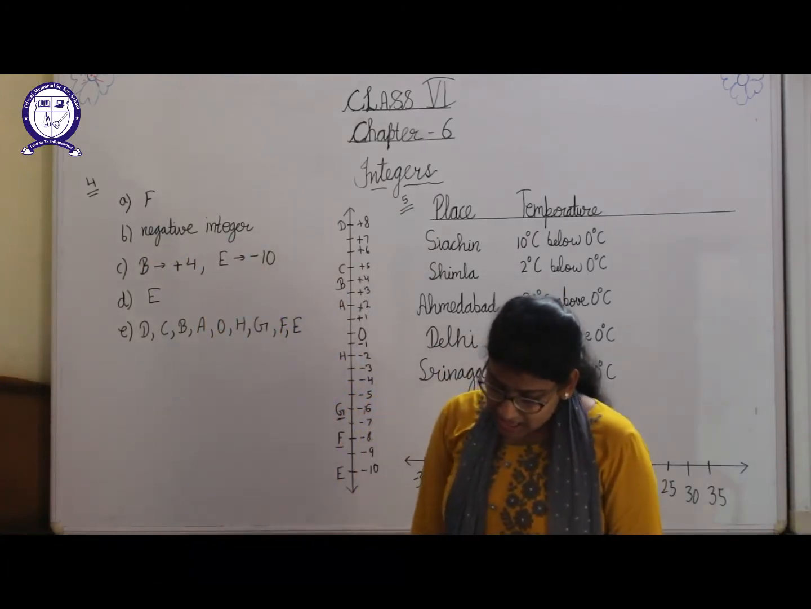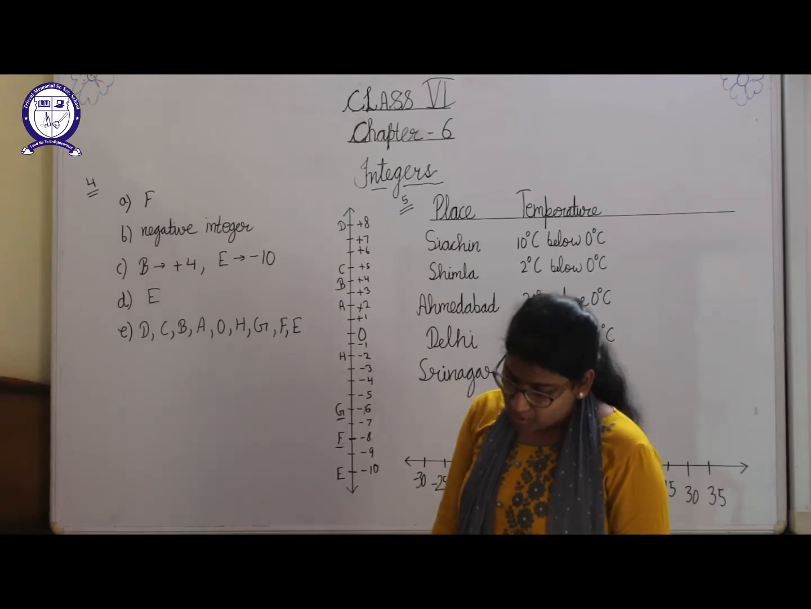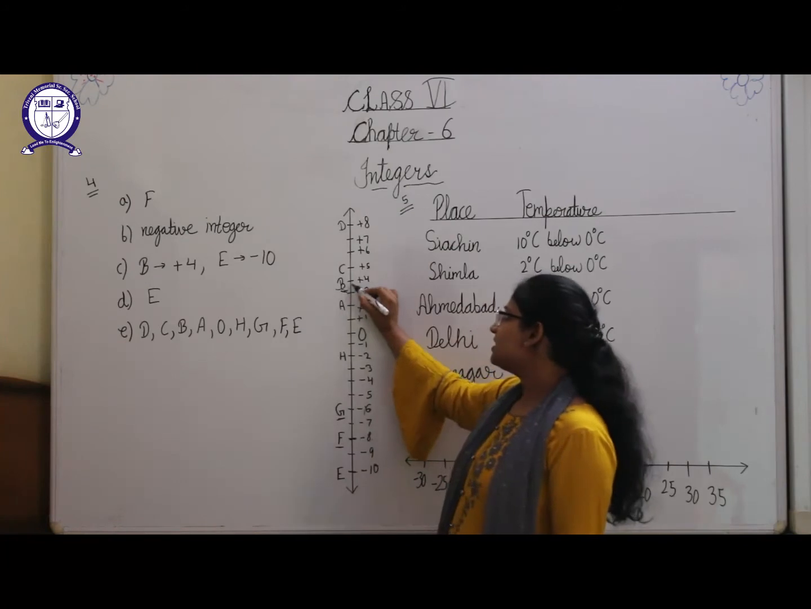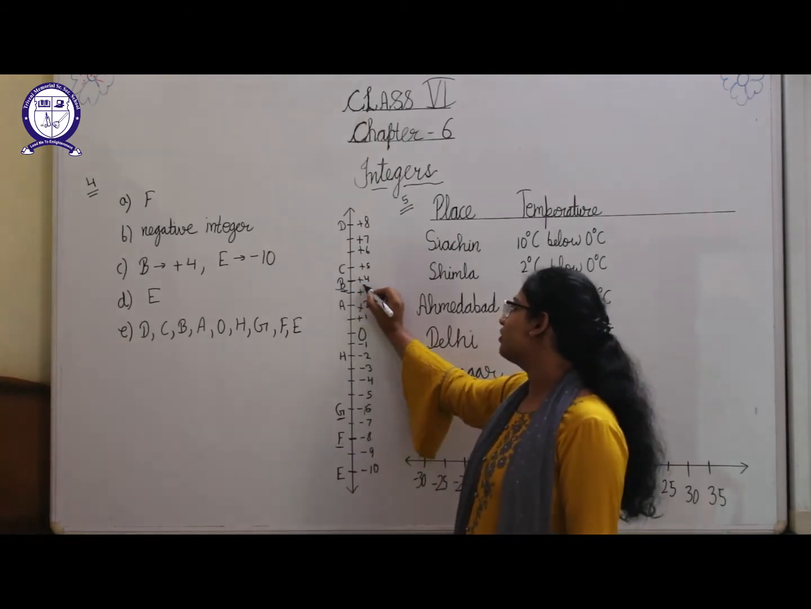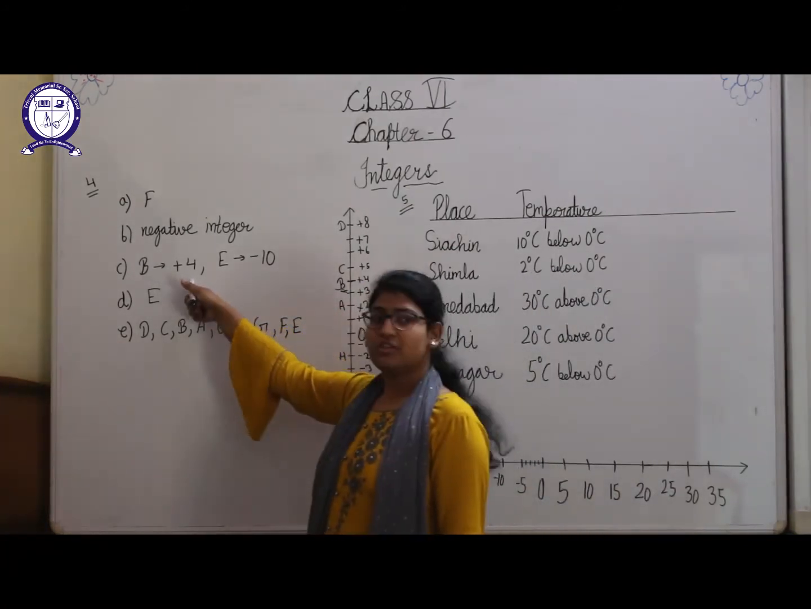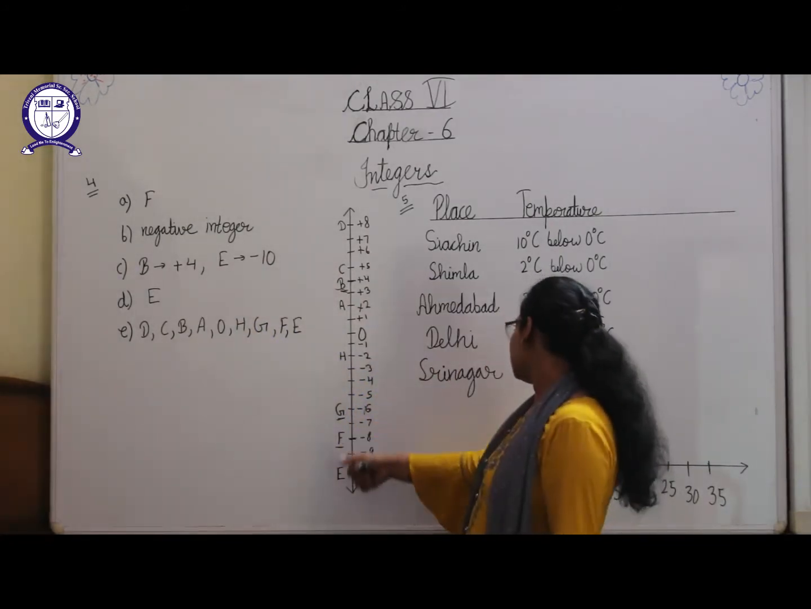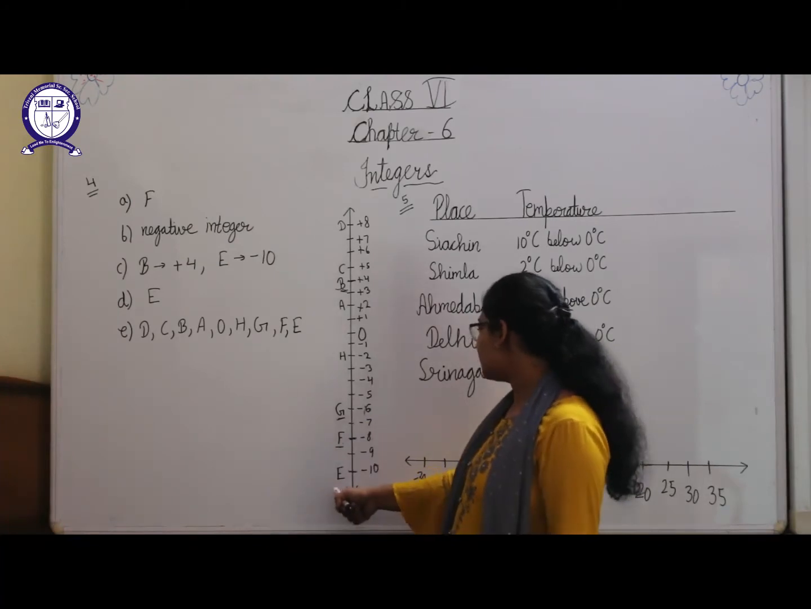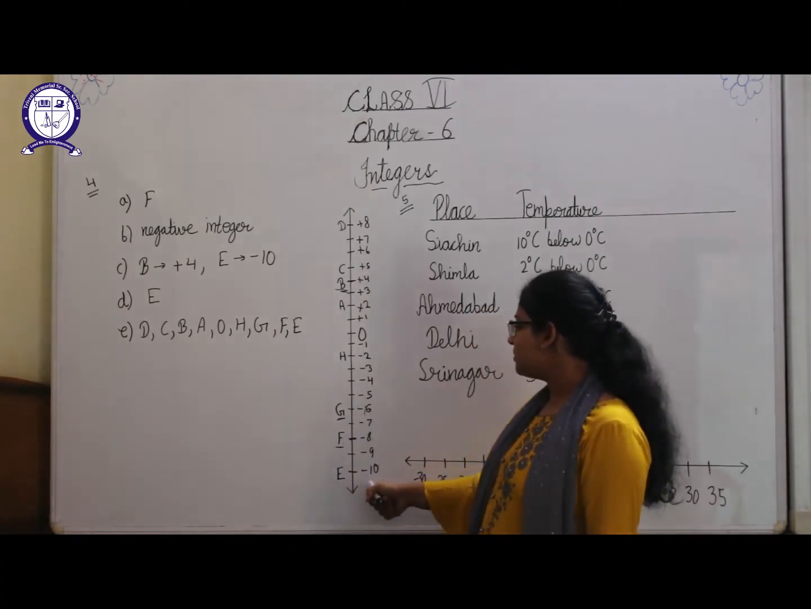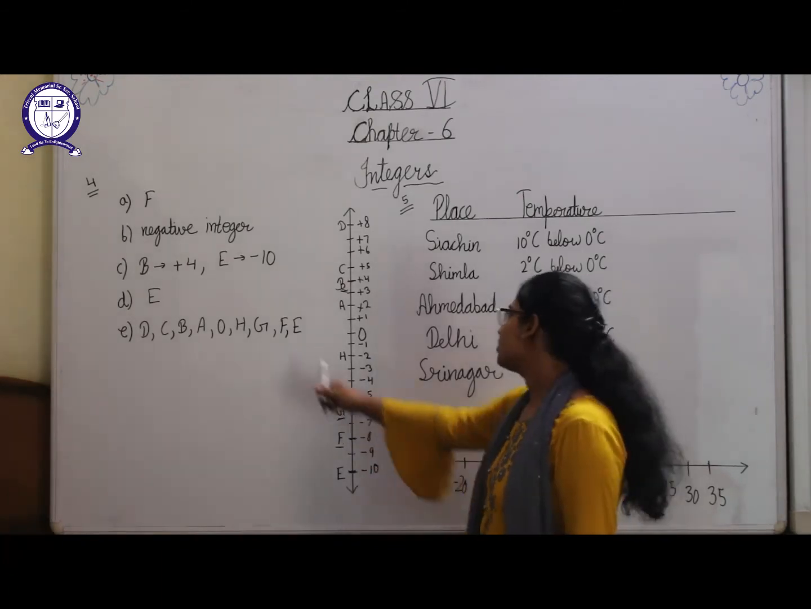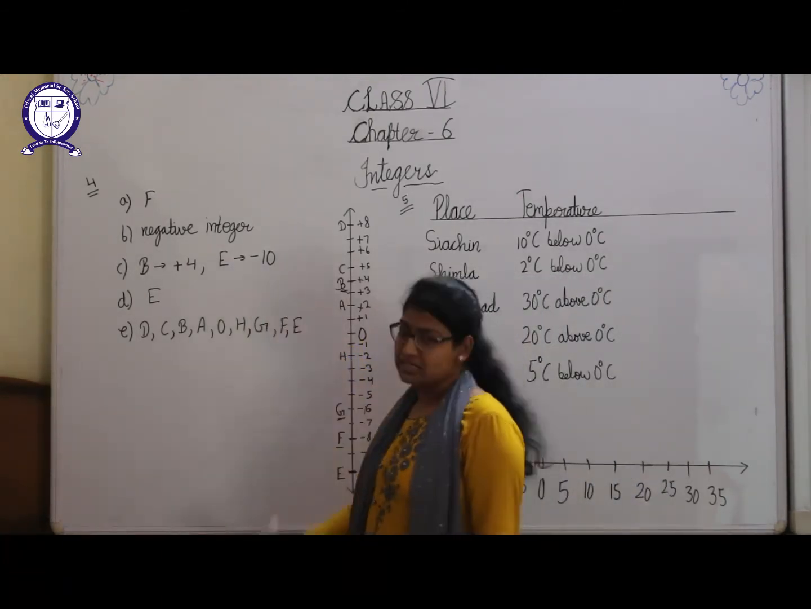Now C is: write integers for points B and E. B is this point and B is representing +4. So B is representing +4 here, and E is representing here. E is this point, the last one. What is E representing? E is representing -10 here, this point, and this is -10. So E is representing -10.